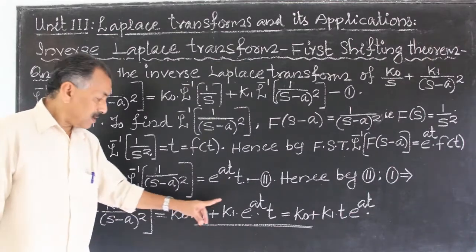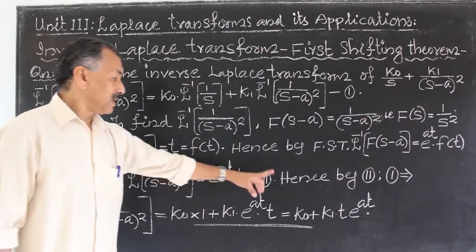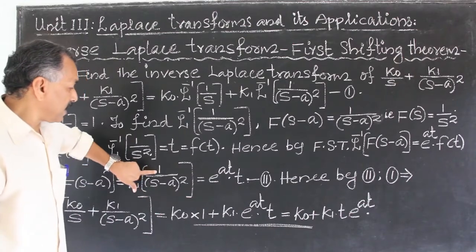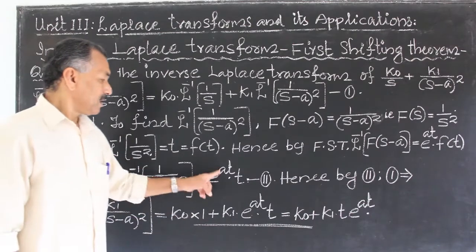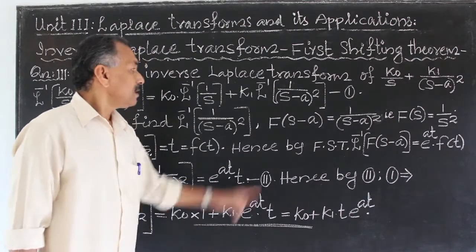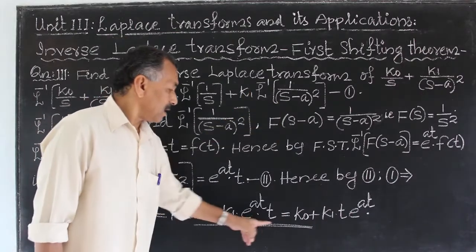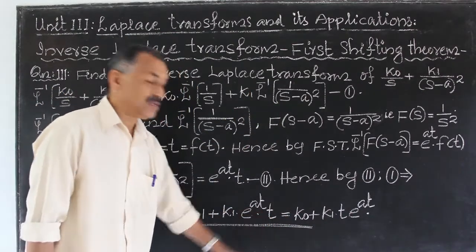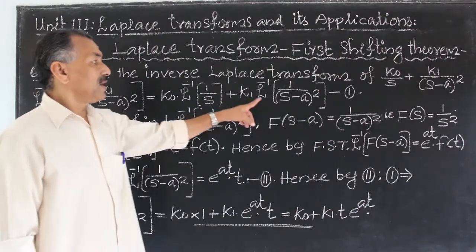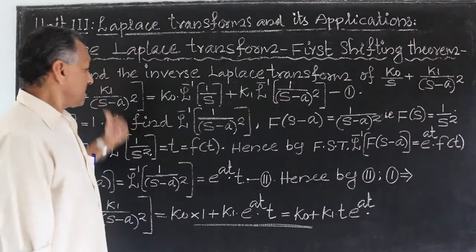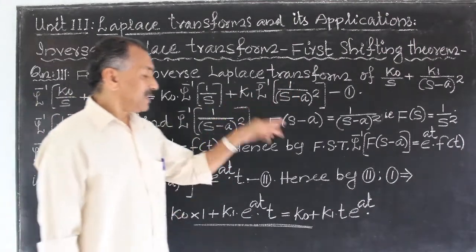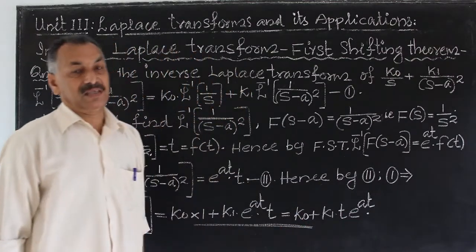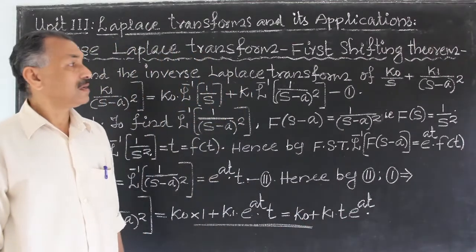k0 into 1 plus k1 into, by the result, L inverse of 1 divided by (s minus a) square is equal to e raised to a into t. Then k1 into... isn't it? That is k0 into 1 plus k1 into e raised to a into t, or L inverse of k0 by s plus k1 divided by (s minus a) square is equal to k0 plus k1 t e raised to a t. Second.